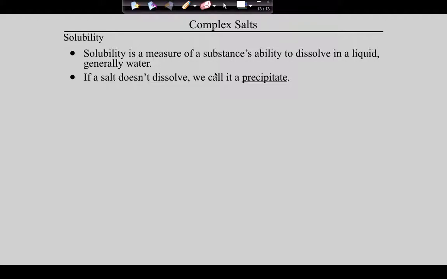So based on these ideas, we can now answer the question. We understand solubility means whether or not it dissolves, and if it doesn't, we call it a precipitate. So let's answer the question. Do these salts dissolve in water? Well, which salts? Well, take, for example, potassium hydroxide. Does potassium hydroxide dissolve in water?